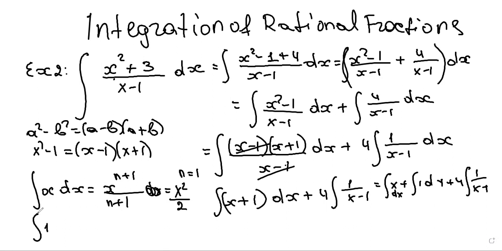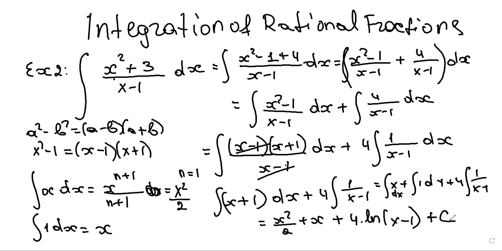Again, we know that the integral of a constant is just x. So that will be x squared divided by 2 plus x. And we already know the last one is 4 times ln of absolute value x minus 1. And we just add c. This is the second type. And let's move to the third type.